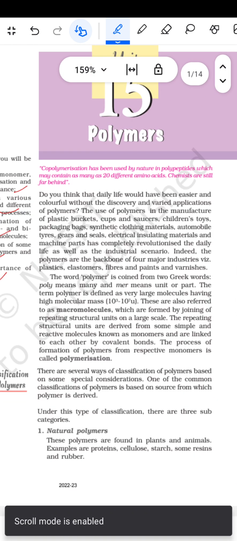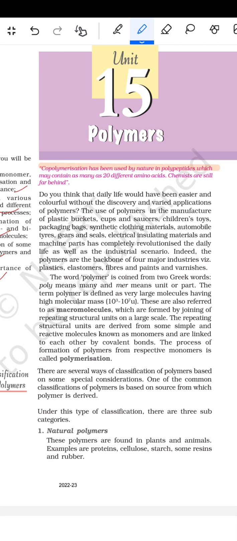So, copolymerization has been used by nature in the polypeptides, which may contain as many as 20 different amino acids. Chemists are still far behind. Do you think that daily life would have been easier and colorful without the discovery and the varied applications of polymers? The use of polymers in the manufacture of plastic buckets, cups, and saucers, children's toys, packaging bags, synthetic clothing materials, automobiles, tires, gears, and fuels, electrical insulating materials, and machine parts has completely revolutionized daily life as well as the industrial scenario.